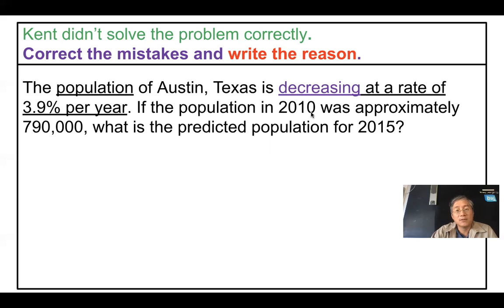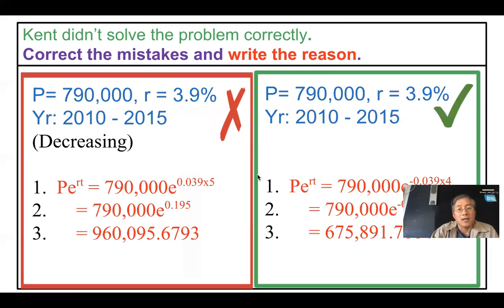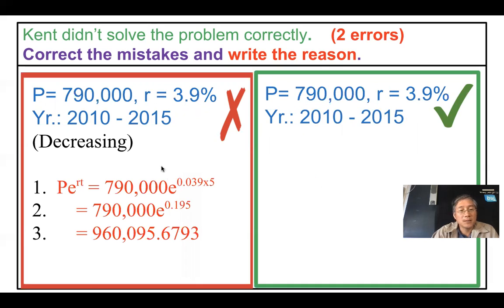So if the population in 2010 was approximately 790,000, then what is the predicted population for 2015, which is how many years later? 5 years later, but decreasing case. So we use PERT, but decreasing, we put the negative in the power, right? So let's use this. It's actually error analysis. So if you see quickly here, so with PERT, this person, what was the error? This person used the formula PERT properly, yes or no? No, you're supposed to put the negative here. That was an error, right? So that's why it increased. It's supposed to be decreasing though.